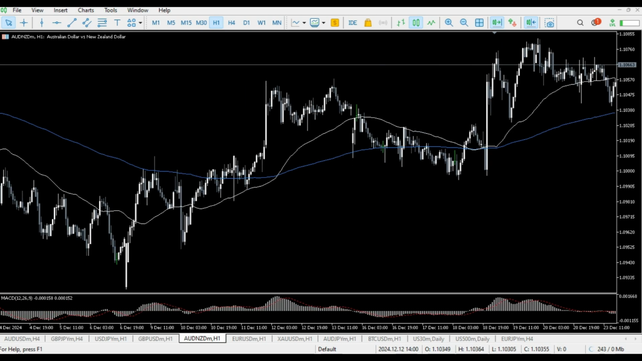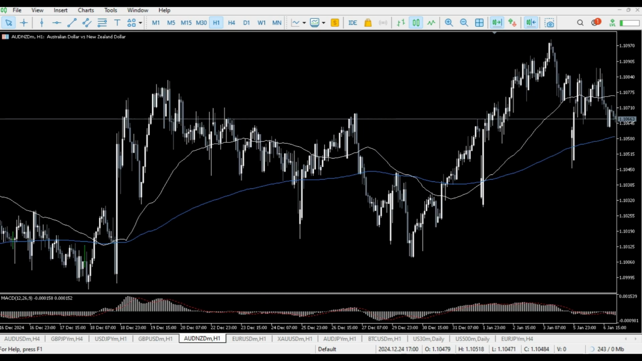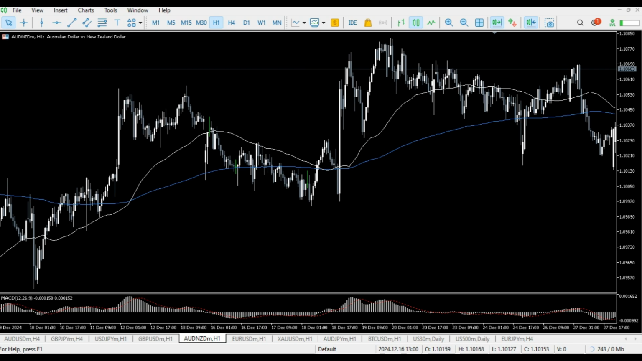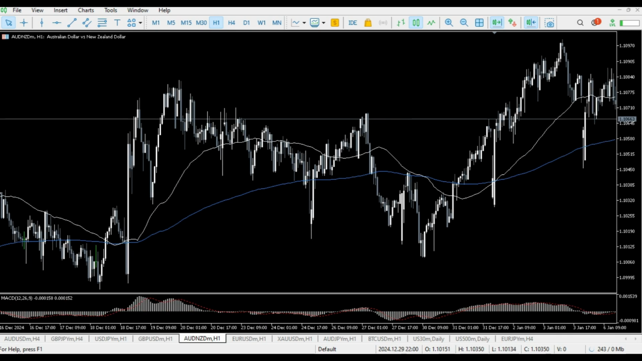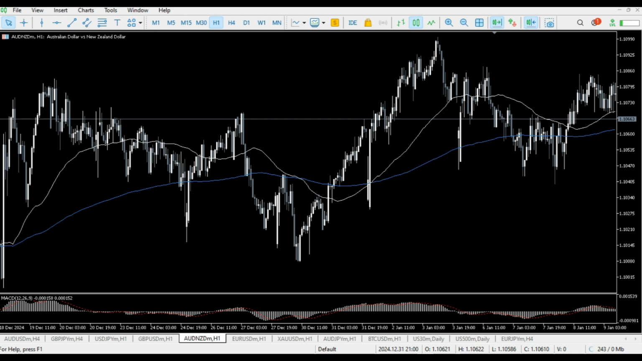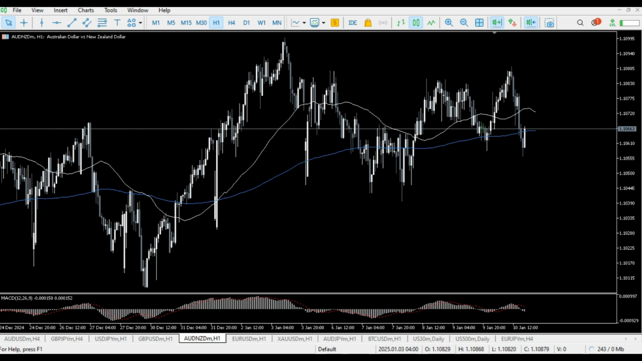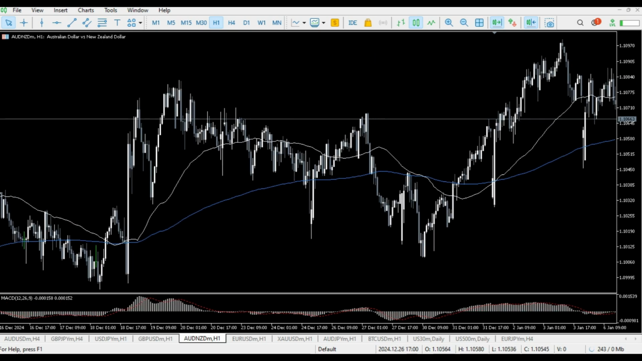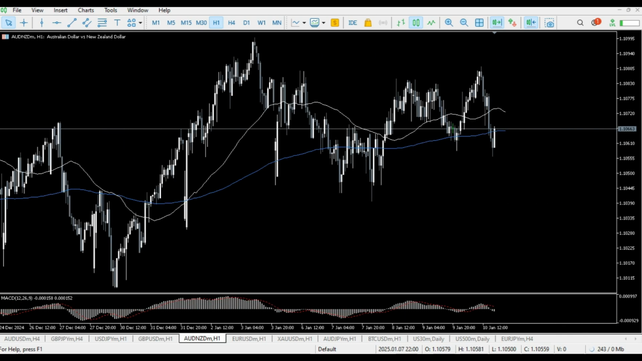AUD NZD, Australian dollar, New Zealand dollar, was ranging all over. The pullbacks are touching the 200 EMA, which indicates low volume, which indicates weakness in the trend, which indicates consolidation. So as you can see, the system was able to put us out of the market in such a range, and until now price has not given any indication of a continuation trend. So we exit, we put our hands off the AUD NZD.